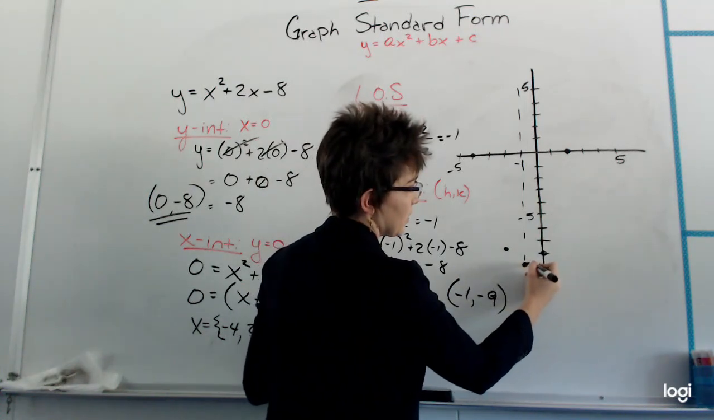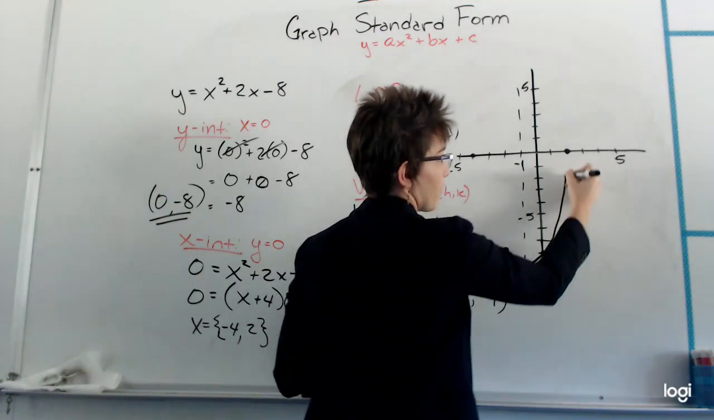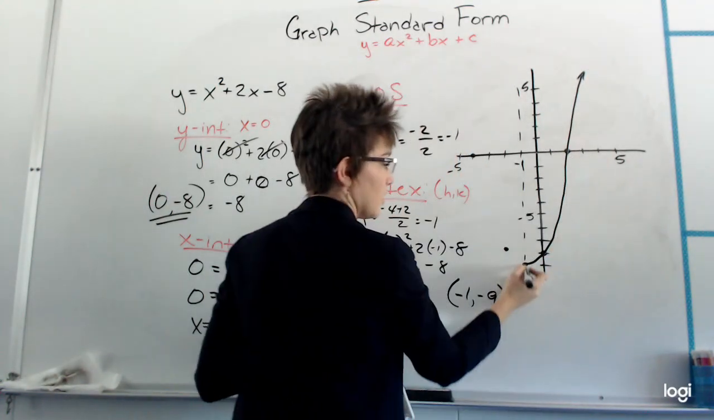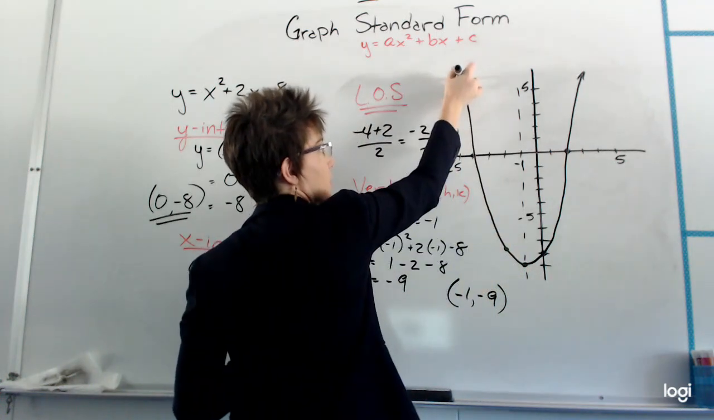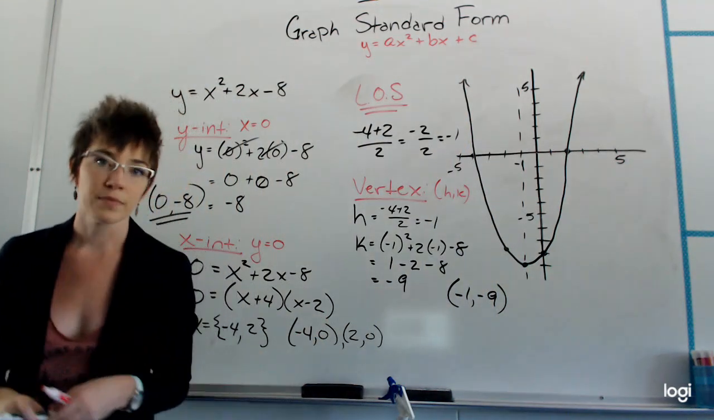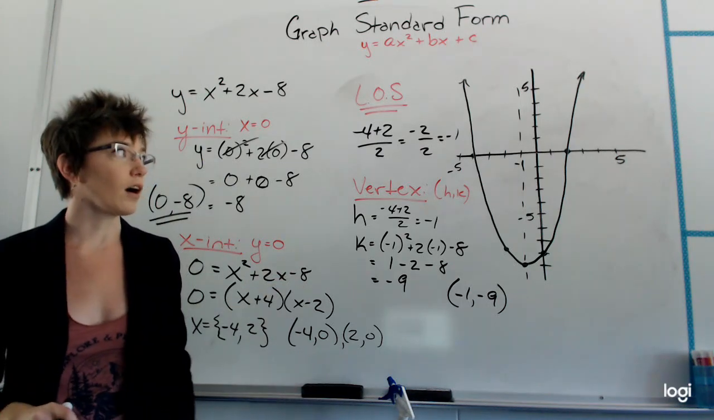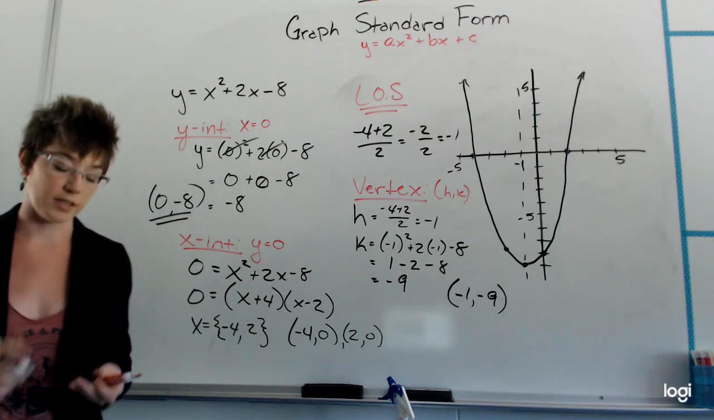It must go nicely through the points we've placed for ourselves, up through that x-intercept like this. And then this guy again, trailing right through that mirrored point and up that way. Okay, so there's our process for graphing using standard form.